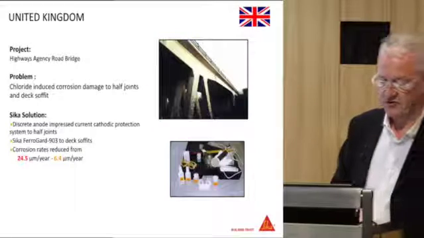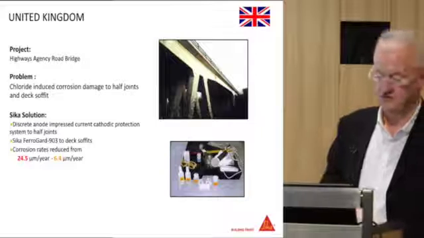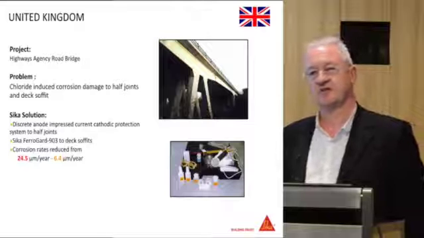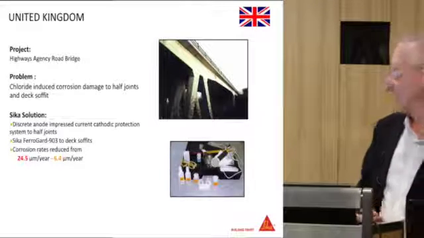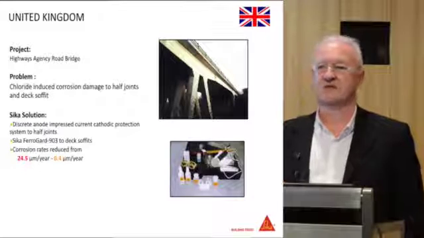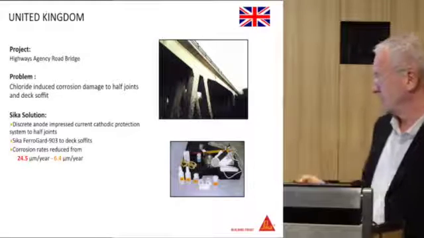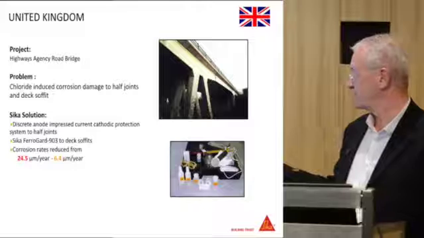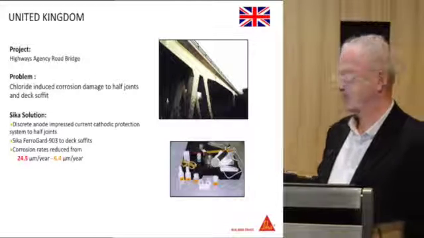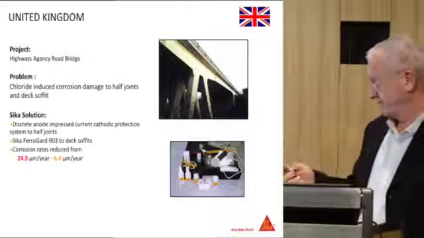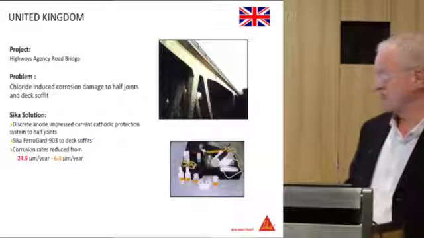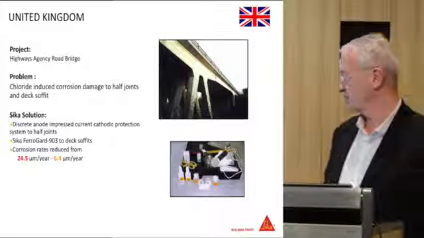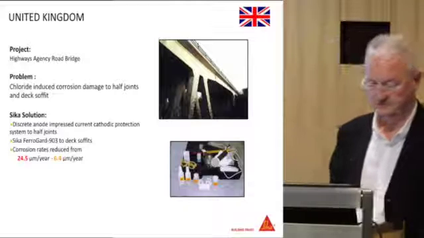This is a Highways Agency road bridge, chloride-induced corrosion. They were very interested in this corrosion inhibitor technology. So they said, well, okay, come along, we'll get somebody to monitor it, you apply it, and we'll see what happens. What happened was that there were some impressed discrete anodes placed again around the half joints, but then we coated all these other areas with the Ferrogard. And you can see here, you're at 24.5 microns loss of steel per year. But by applying the inhibitor, we got it down to 6.4 microns a year in quite a short amount of time.